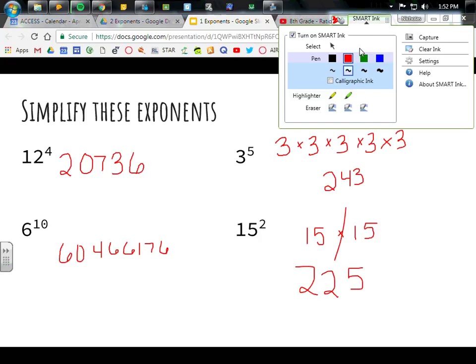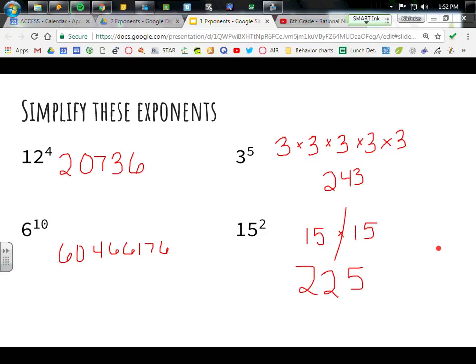So that is how you simplify exponents. And those are exponent basics. So I hope that you have a better understanding of what exponents are, what they stand for, what they mean, and how to simplify them.